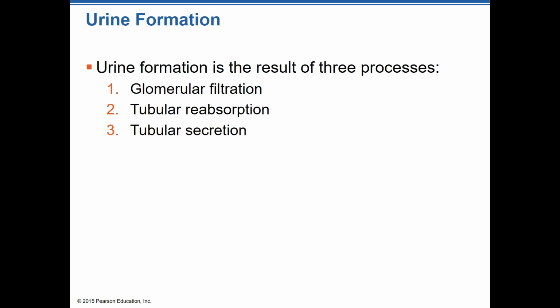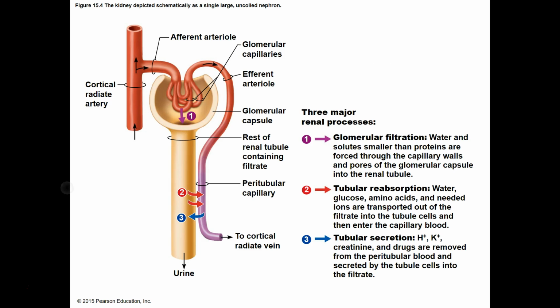So, another picture. The formation of urine is the result of three processes happening in the kidney. Glomerular filtration, where we pushed everything out. Tubular reabsorption, where we've reabsorbed the good stuff. And now we've got tubular secretion, which is basically all the waste products with a little bit of water that's left in the form of urine. Basically, that's it in a nutshell.